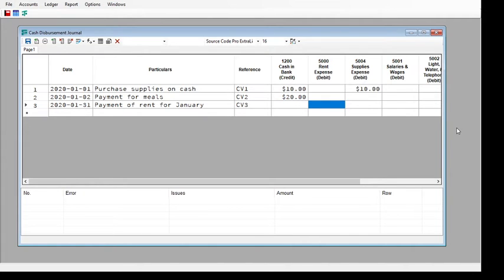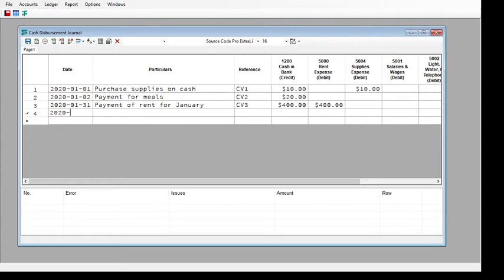and the entry is to debit rent expense amounting to 400 and credit cash in bank. Another entry for the payment of wages, and the entry should be debit salaries and wages and credit cash in bank.